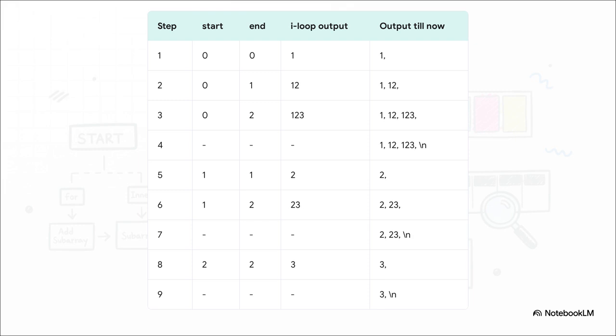Now the start loop finally moves on. Start is now 1. The end loop resets, starting again from the current start, so end is 1. We print the element at index 1, 2, comma. Start is still 1, end moves to 2. We print from index 1 to 2, which gives us 2, 3, comma. The end loop is done, so we get another new line. Finally, start moves to 2. The end loop can only be 2. We print the element at index 2 and get our last subarray, 3, comma. And just like that, the whole process is complete.